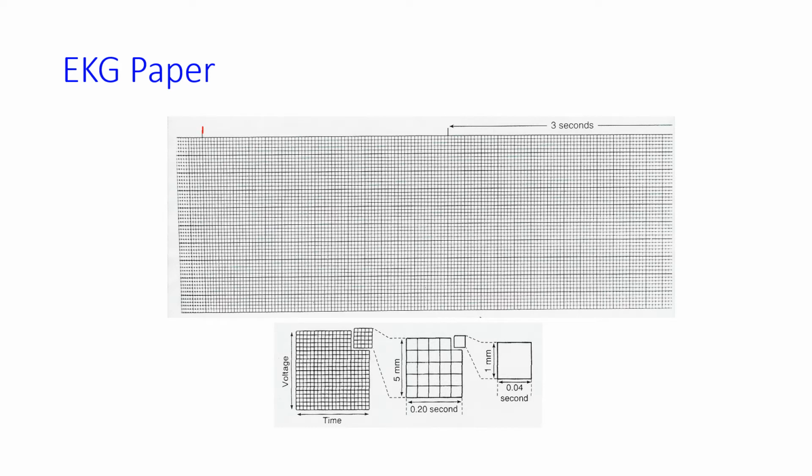Now, you have these markers at the top, so if there's another 3-second marker over here, then from here to here will be 6 seconds. And we're going to use those markers when we do calculations of our heart rate and using the 6-second method. So just remember, you're measuring time, we're going to be counting boxes, and you're going to be multiplying everything by 0.04.